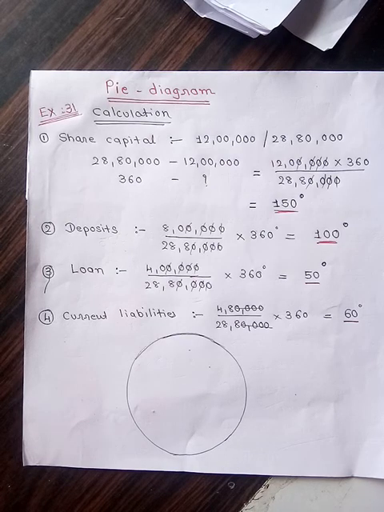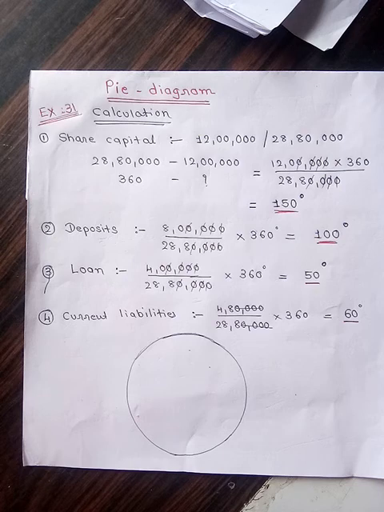Now see your example 31. In a ledger of a company, the liabilities in the final balance sheet are as under. Present the data by a pie diagram. Now here you can see the total amount is 28,80,000. It's too big. So in such a situation we have to draw a pie diagram.